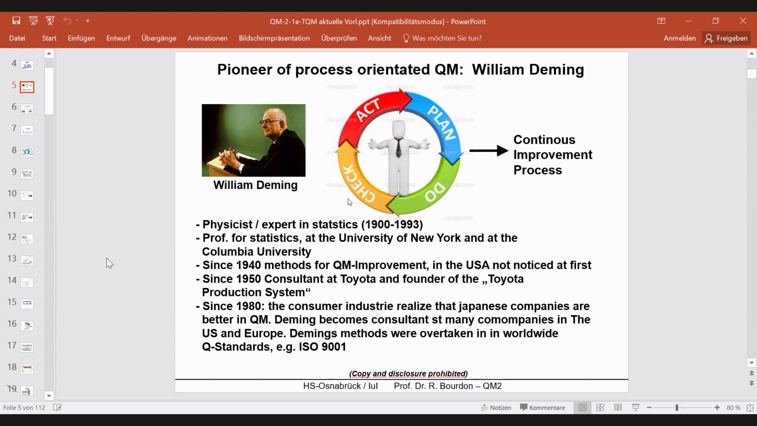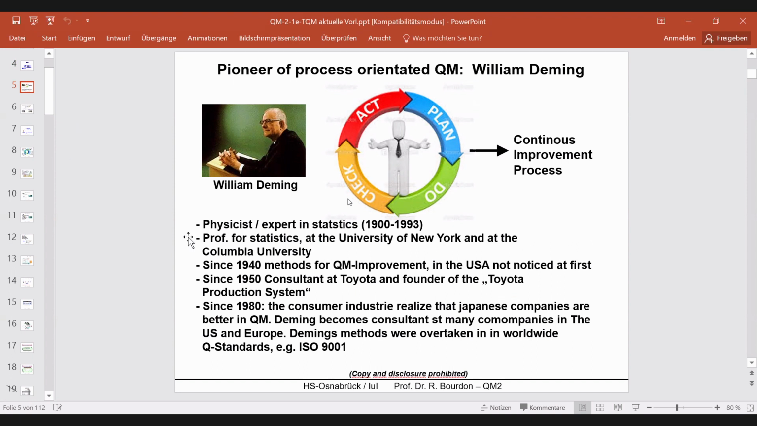And then later on in the 80s and 90s, the methods of Deming became more and more popular, and they were taken over worldwide into quality standards till today. For example, the ISO 9001.